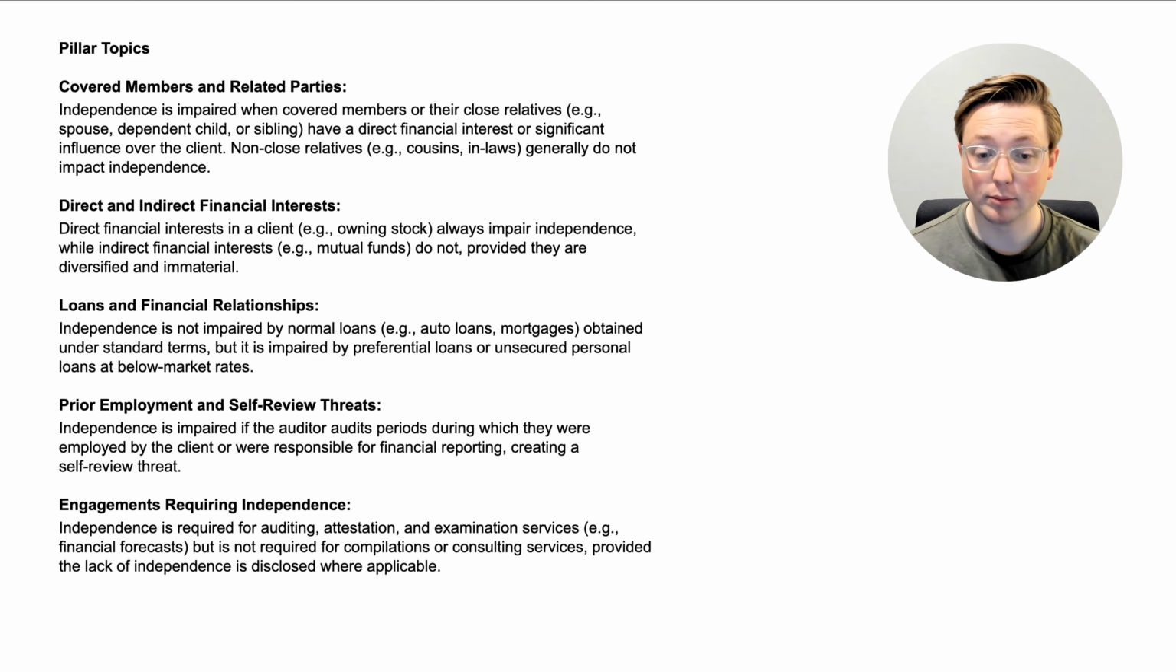Next, let's talk about prior employment and self-review threats. Independence is impaired if the auditor audits periods during which they were employed by the client or were responsible for financial reporting, creating a self-review threat. And finally, we talked about the engagements that require independence. Independence is required for auditing, attestation, and examination services, and that would be things like financial forecasts, but it is not required for compilations or consulting services, provided the lack of independence is disclosed where applicable.